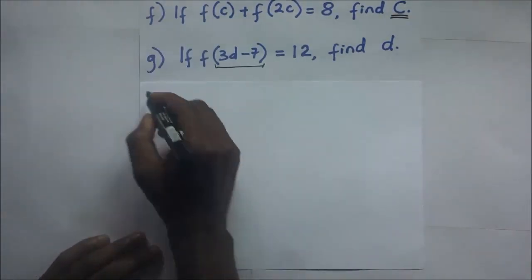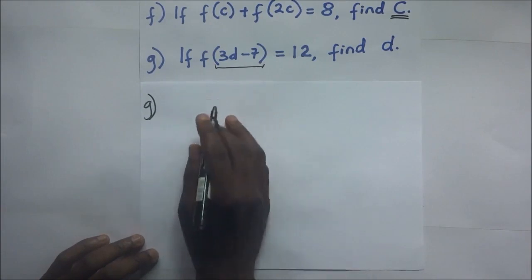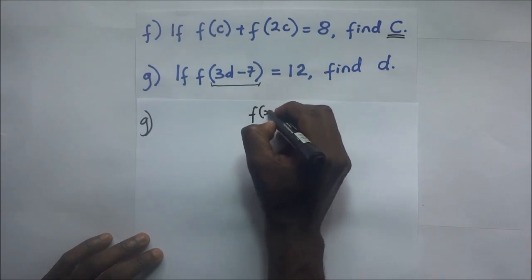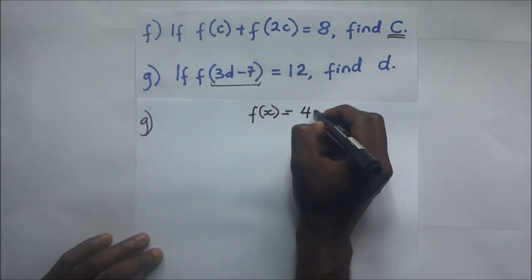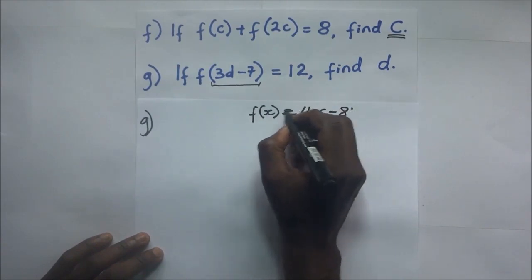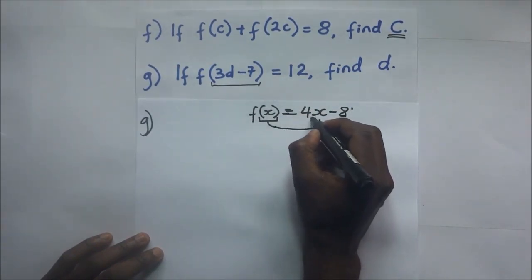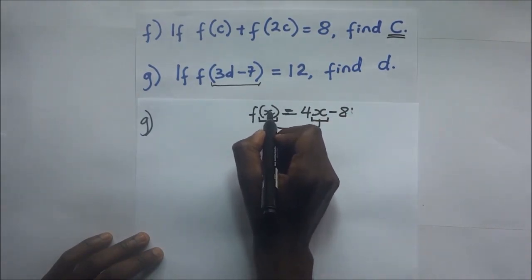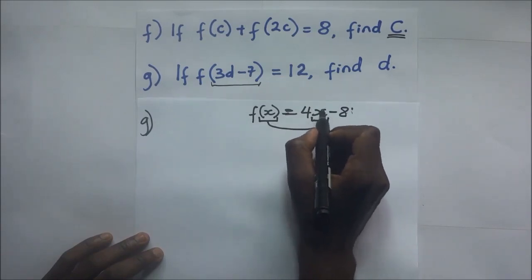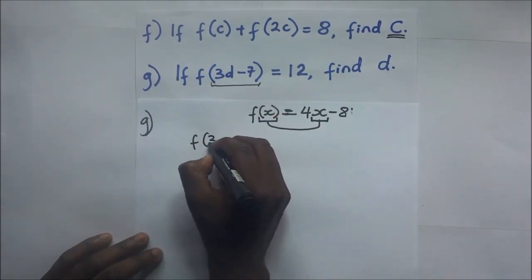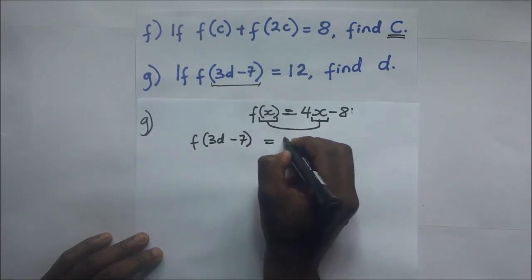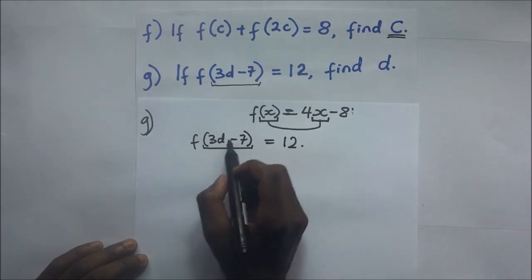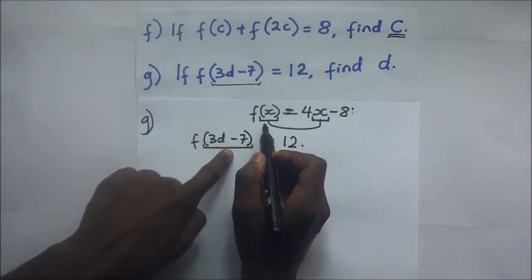So doing part G, remember our initial function, we say that f of x is going to be given by 4x minus 8, and we also said that where there is x, we substitute in that expression. So whatever is put in these brackets here is what is representing what we put here in the expression. In this case, we're being told that f of 3d minus 7 is equal to 12. Now in the brackets we have this whole expression. It means that this whole expression is what is taking up this value of x.